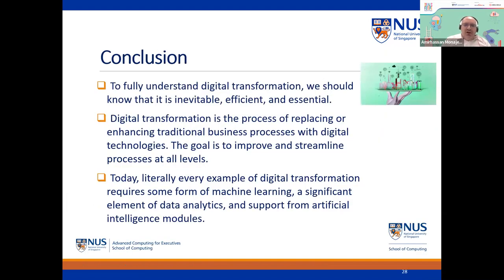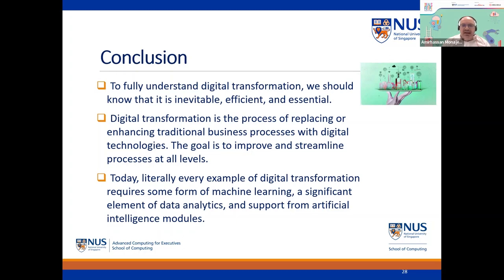To conclude, to fully understand digital transformation, we should know that it is inevitable. Digital transformation is inevitable. We are in the middle of that, efficient and essential. But to have it more efficient and more essential, we need to add AI and machine learning to that as well. Digital transformation is the process of replacing or enhancing traditional business processes with digital technology. The goal is to improve and streamline processes at all levels. And again, to gain the maximum, you need AI and machine learning to be implemented inside your digital business, all through the digital transformation, or after that, when your new digital business is running.